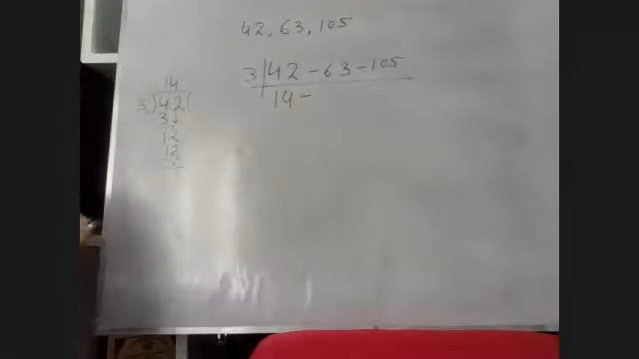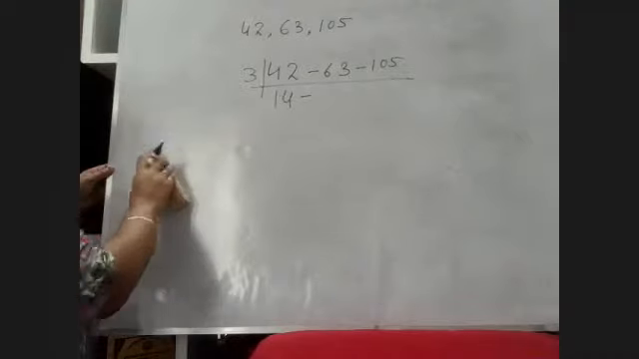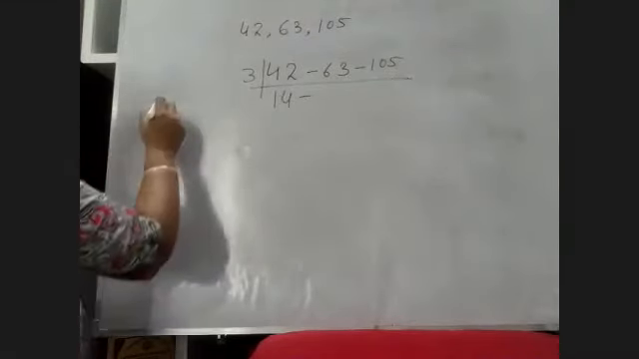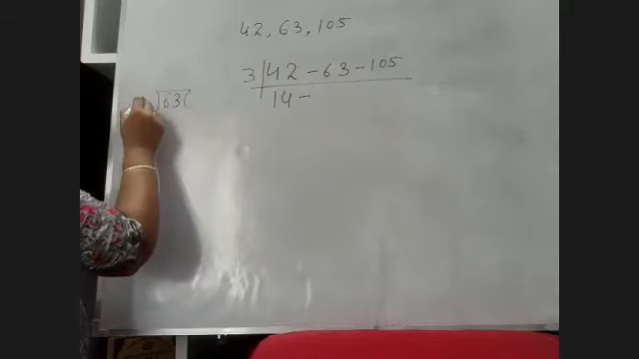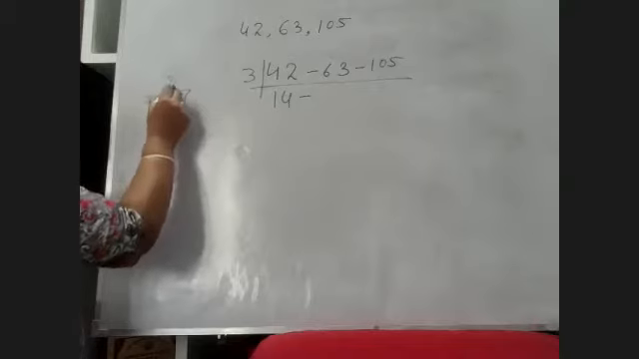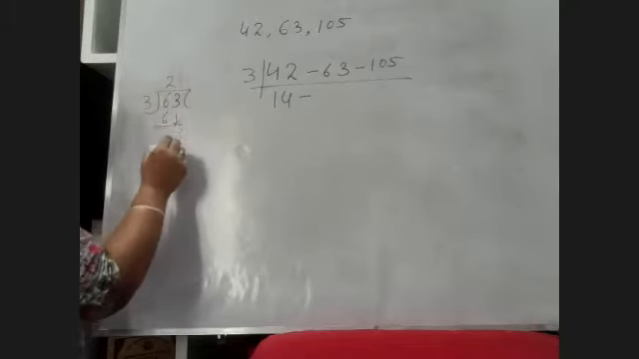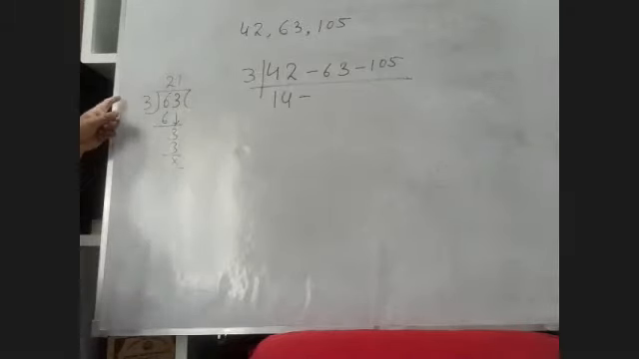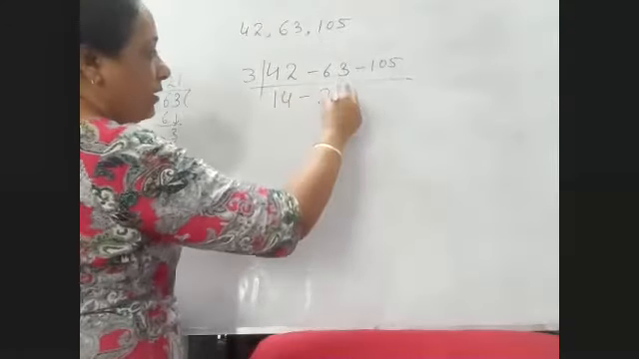Next number is 63. Now 63 divided by 3. 3, 2 are 6. 3, 3, 1 are 3. So friends, when we divide 63 by 3, we'll get 21.